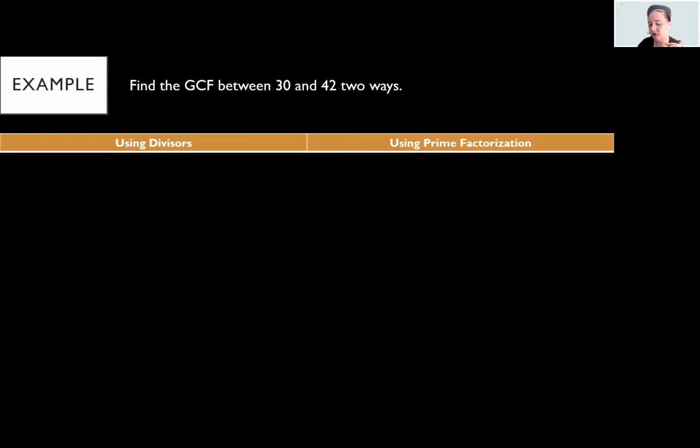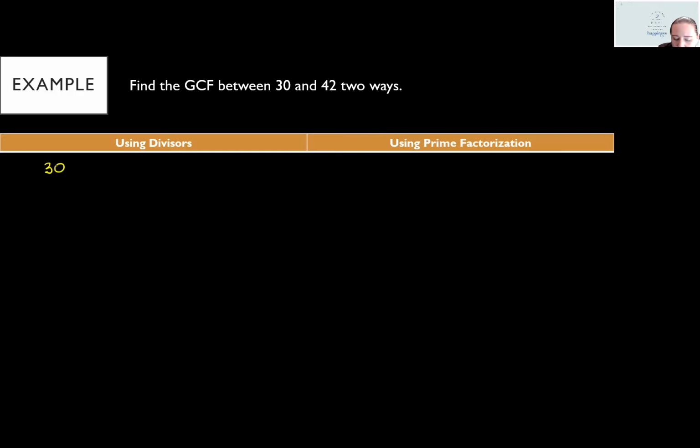So we're going to start with finding the greatest common factor between two numbers, 30 and 42. And we're going to use both methods here. We're going to use the divisors method and then the prime factorization method. And there are multiple ways that you can organize your divisors method. So let's start with the number 30.